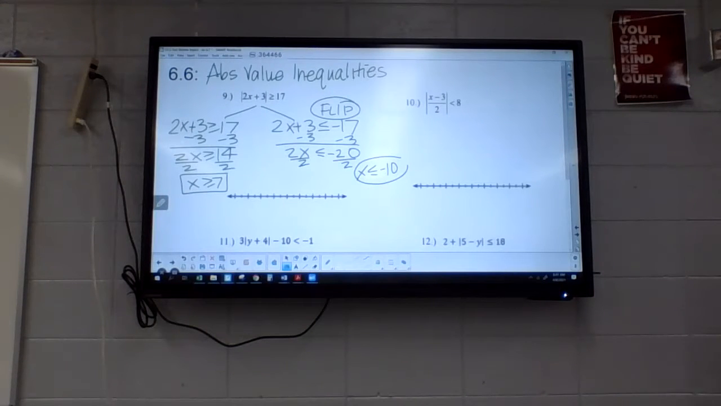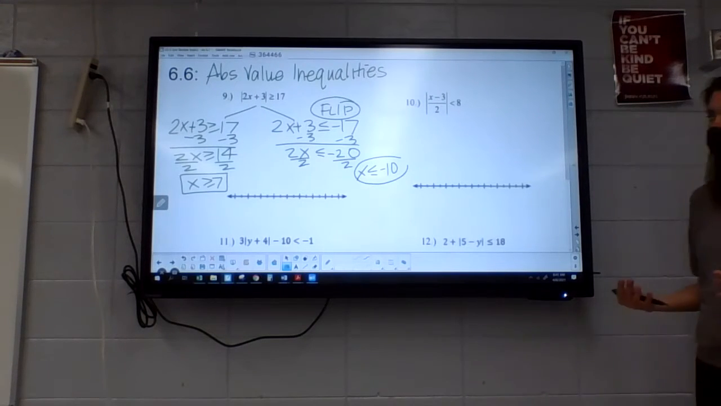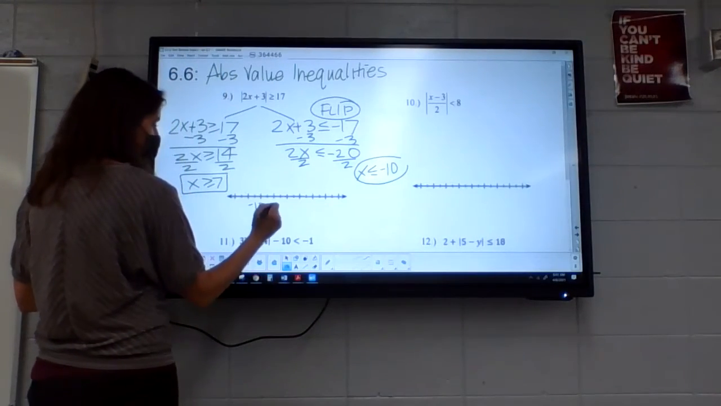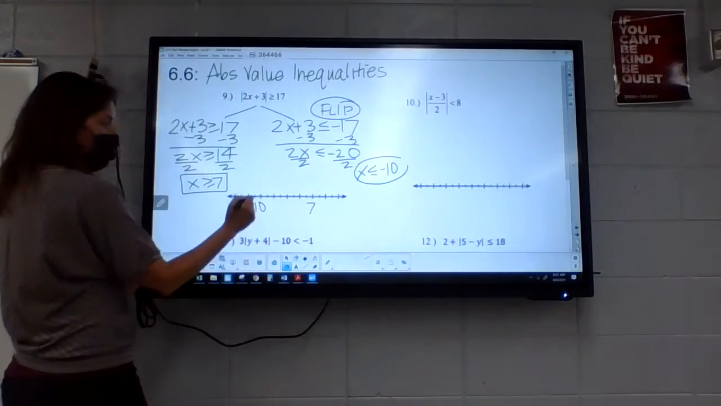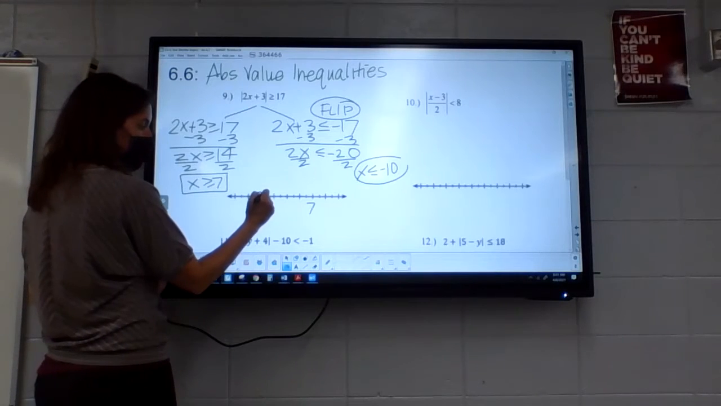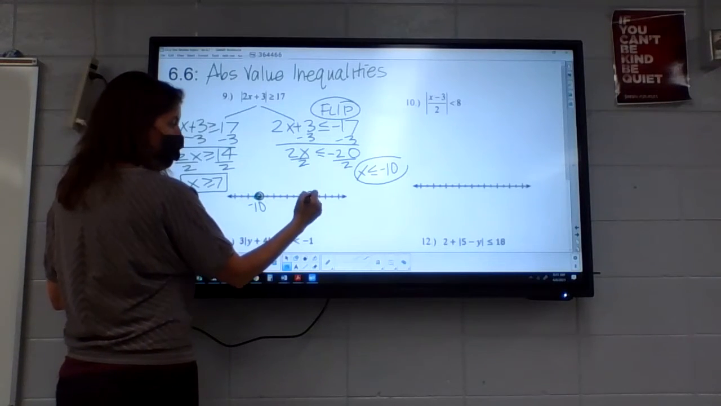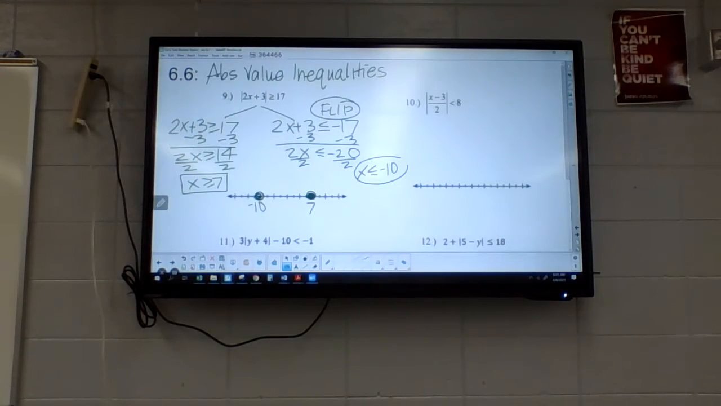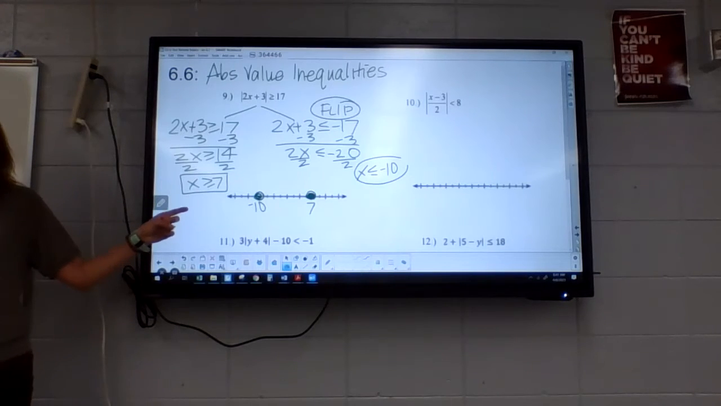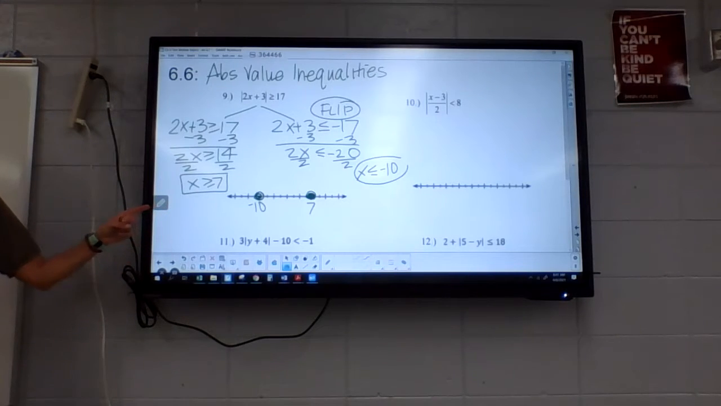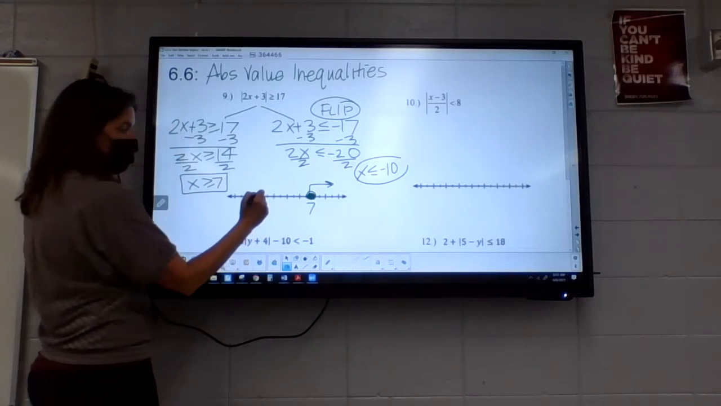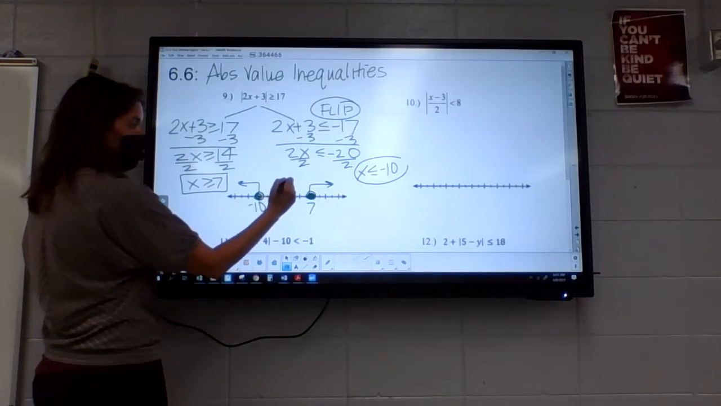So, we get our 2 outcomes here. We have to put them on the number line. And they're both closed circles because they have the equal to line. But then we have to decide if it's an and or an or inequality. What is it compared to 7? So it's going to be or, because it's greater, but it's less than negative 10, so this would be an or inequality.